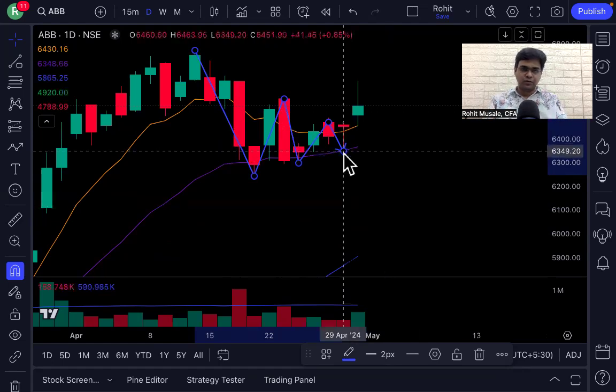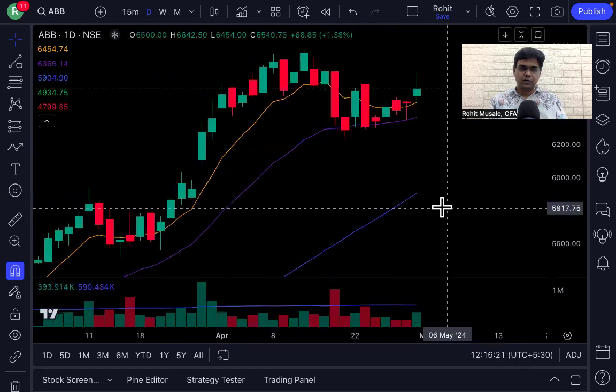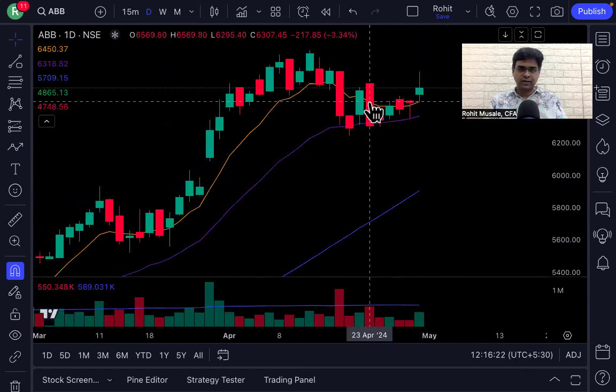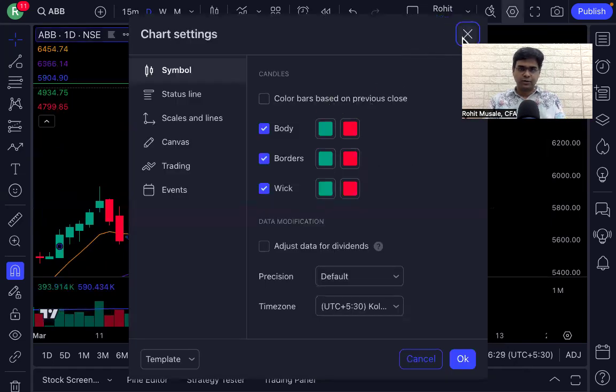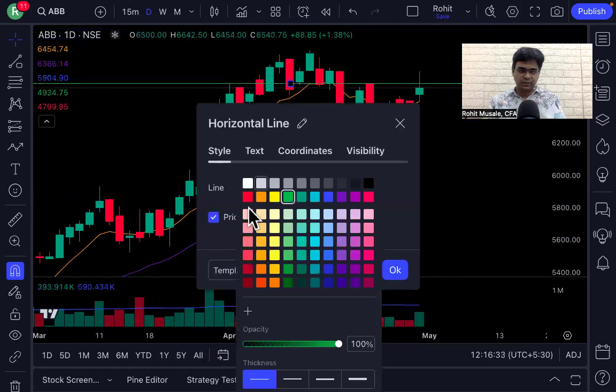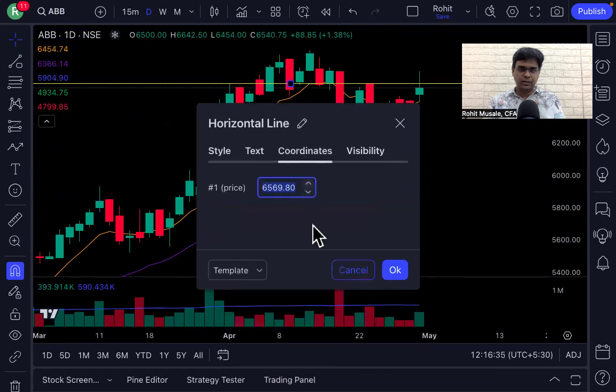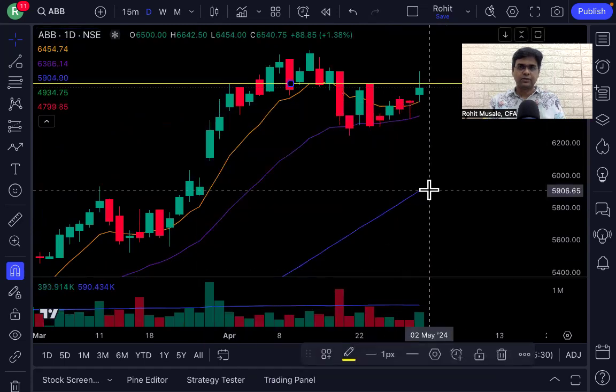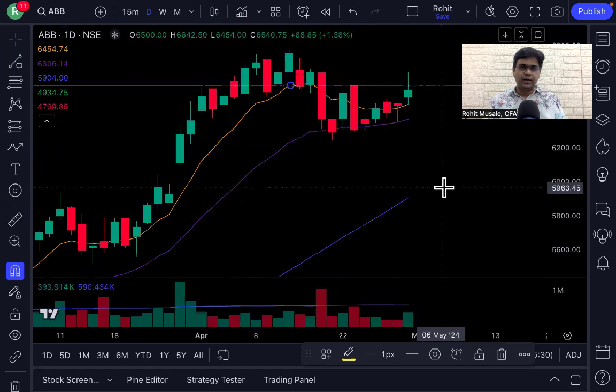So let me remove this. So I took a trade on the high of this candle. That is where I was planning to buy the stock. So that is 6569.80. The high of this candle is 6569.80. Yes. So the yellow line is where I plan to buy the stock.